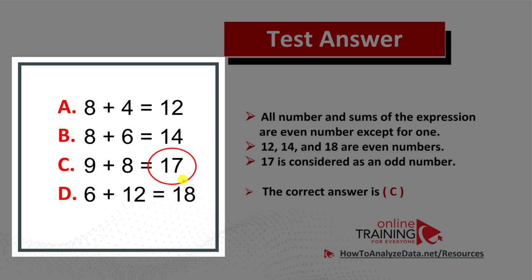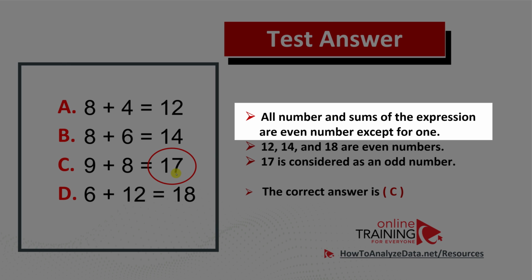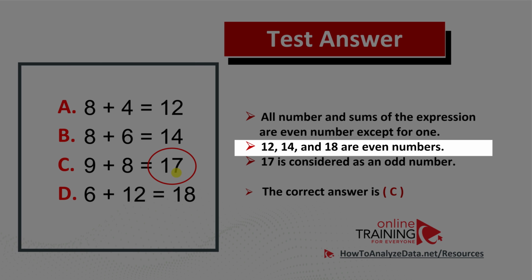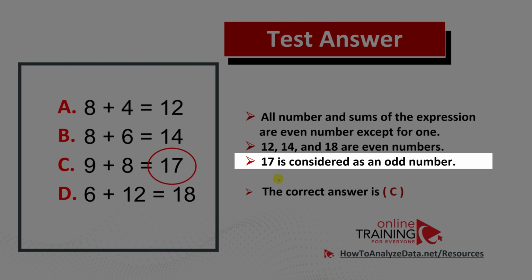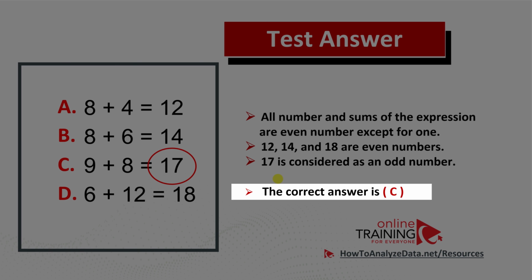And if you look at the answers, you can also figure it out by just looking at the answer. The answers are 12, 14, and 18 for solutions A, B, and D. And for the C, the answer is 17. So let's recap. All numbers and sums of the expression are even numbers with the exception of 1. 12, 14, and 18 are even numbers, but 17 is the odd number. So the correct answer here is choice C, 17.